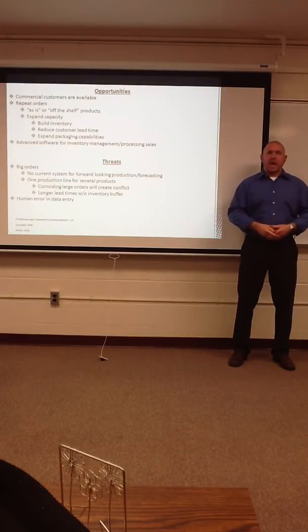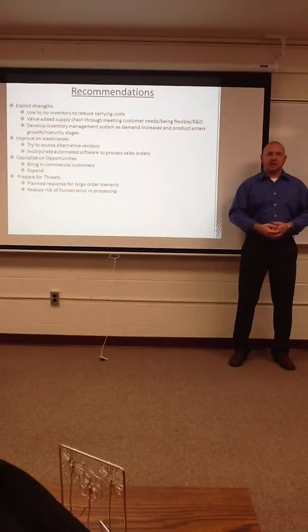In conclusion, I recommend the following. Take advantage of the strengths and continue to run lean with low to no inventory. Sustain flexibility during product development in order to maintain a competitive advantage. And work to develop an inventory management system based on software that can grow with organizational necessity. Improve on the weaknesses. There needs to be an alternative plan for supplying raw materials in the event production schedules suddenly change and inventory is depleted. Reduce the chance for human error by incorporating automated software to process sales orders. This should eliminate some risk on the production end of operations and allow for better managed raw materials inventory system.